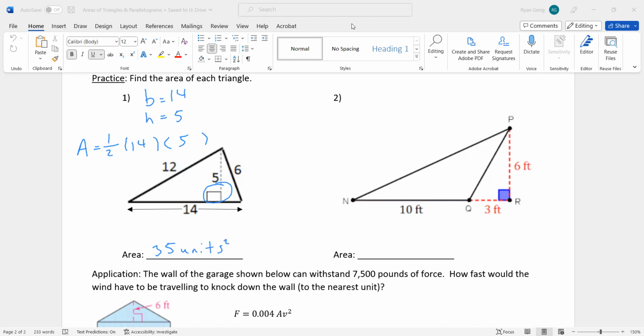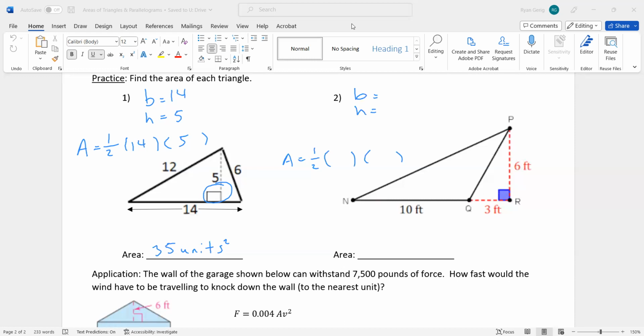Okay. Next one. Again, it's a triangle. So 1/2 base times height. So let's find the base. Let's find the height. I look at this and I see that my base, a lot of people are going to put 13. 13 is not the length of a side of a triangle. The triangle is black. It's got black lines there.